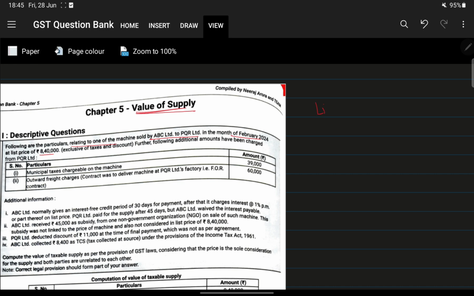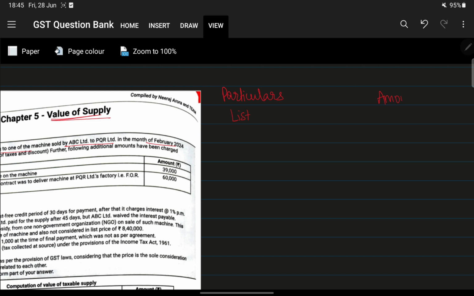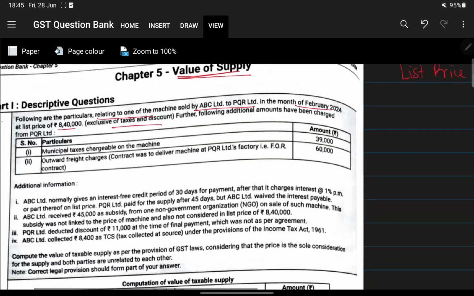Okay, so firstly, let's write particulars, and then the amount in rupees. So the list price is 8,40,000, that is exclusive of taxes and discounts. So 8,40,000, right? Next we'll see what other details have been given.